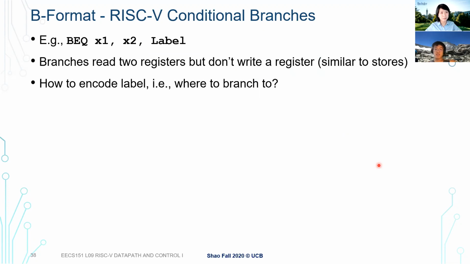And you will see the format pretty consistently. For example, an example of branch format is this BEQ, branch if equal, instruction here. So we read the value of two registers, and if they are equal, we branch to the specified label instruction.